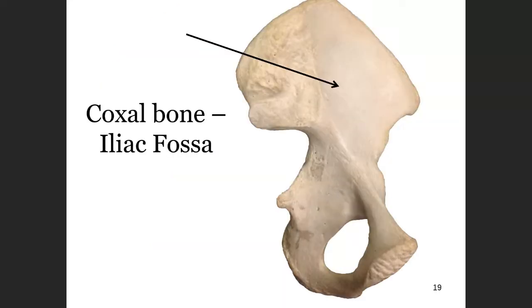Okay. So on the medial view here, that smooth area that you see there is the iliac fossa. The iliacus muscle sits there, okay? We'll learn that when we do the muscles. So that's the iliac fossa. It's on the medial view, on the inside of your hip there.